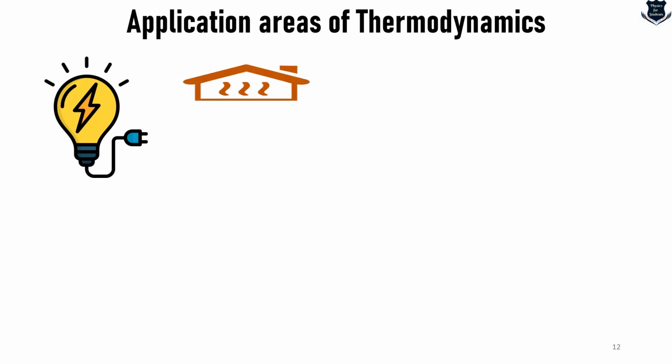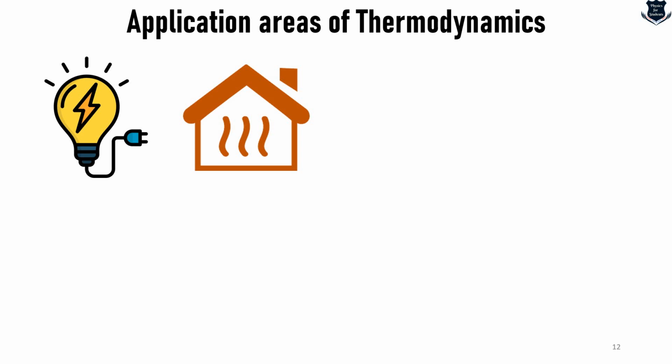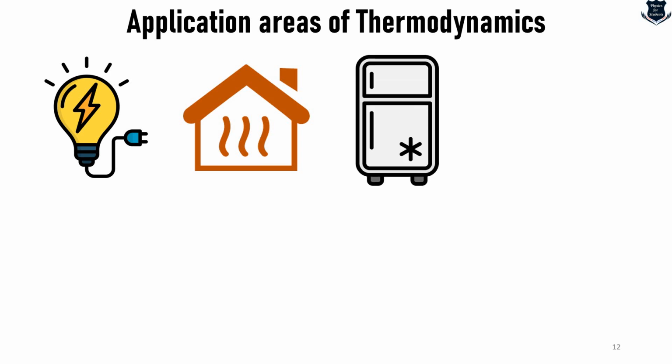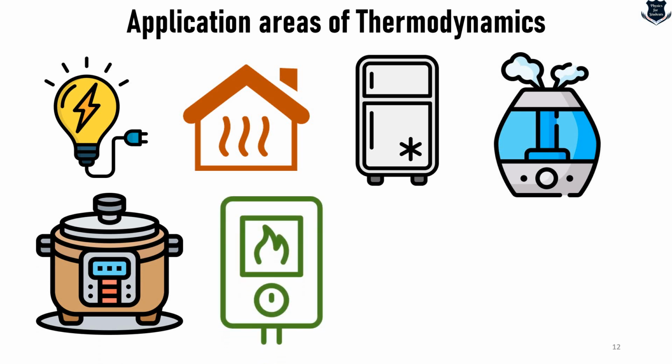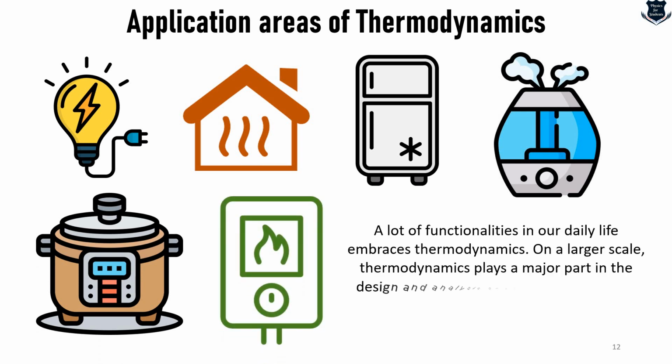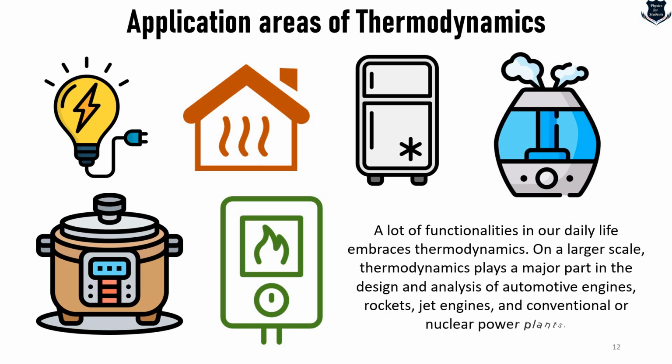Some examples will be the electric or gas range, the heater, the refrigeration part, the humidifier, the pressure cooker, and whatnot. So a lot of functionalities actually emerge in terms of thermodynamics. It also takes a major role in automotive engines, rockets, jet engines, and conventional nuclear plants.